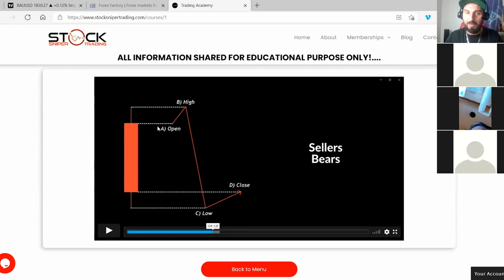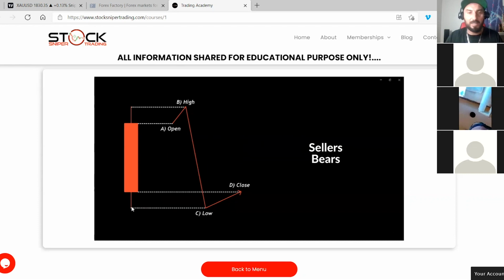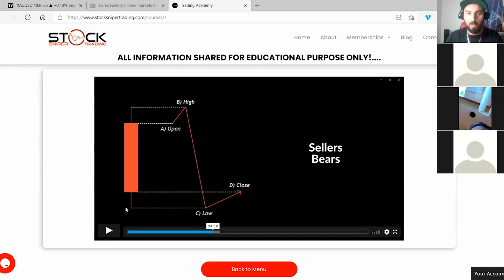We could have some buyers step in right away and push it up to B here. And then we might have selling pressure. They push it down. That's what creates that upper wick. And then they have a lot of selling volume, a lot of pressure, pushing the price all the way down here to C, where it makes a low of that period you're trading. Whether it's a 5-minute candle, a 15-minute, an hour candle, a daily candle, they all represent the same stuff. It's a low of that period.